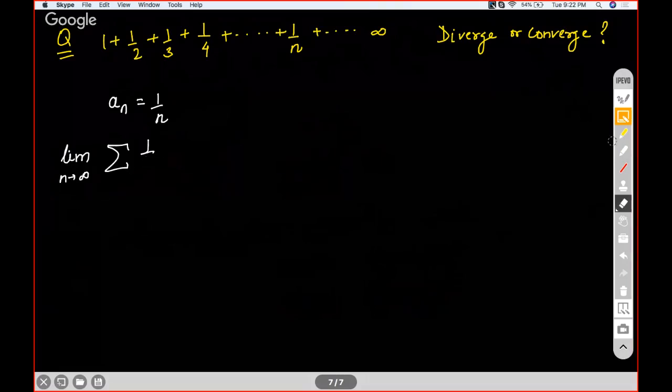Why? Who has told you this? From where did you get this information that it is finite? See, fine, as a sequence, the sequence converges to 0, but that doesn't mean the sum also will tend to 0. Are you getting the difference between convergence of a sequence and convergence of a series? A series is the sum.